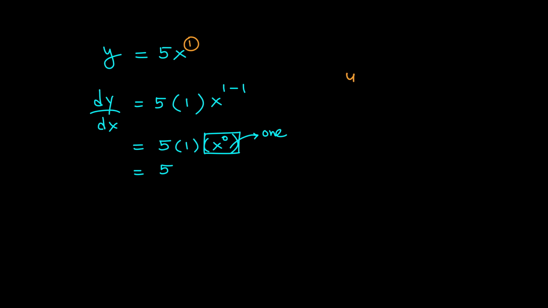Therefore, we can make a generalized rule. Y is equal to ax, dy by dx is simply a. So now let's do something similar. What if I have y is equal to simply a constant?